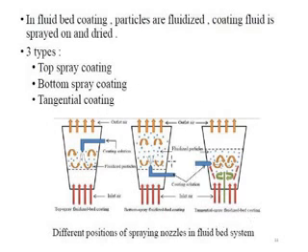The different systems are there, or different places from where we can spray or provide your coating solution. This is the top face. From the upper side we can provide the coating solution, from the bottom side we can provide the solution, as well as tangential, or at the middle side, we can provide the coating solution. So these are the different positions, and depending on that we can divide this fluidized system into top spray coating, bottom spray coating, and tangential coating.